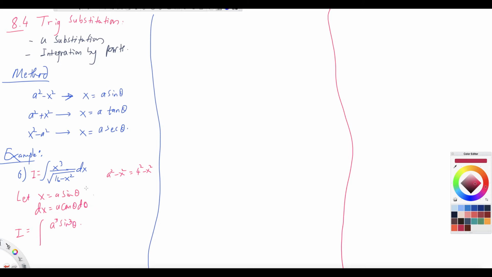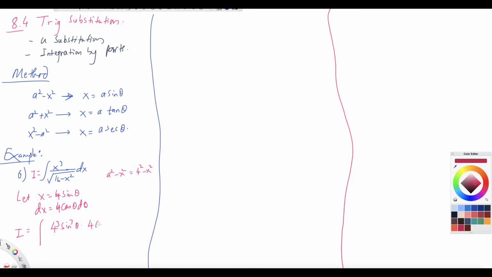And what is dx again? dx is a cosine theta d theta. Divided by, what do you get there? Oh, by the way, a is 4, so we'll take a equals 4 there. How do I know that a is 4? Because it is like a squared minus x squared. That is 4 cubed sine cubed theta, and then 4 cosine theta, over 4 sine theta.